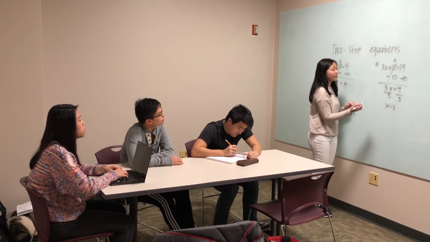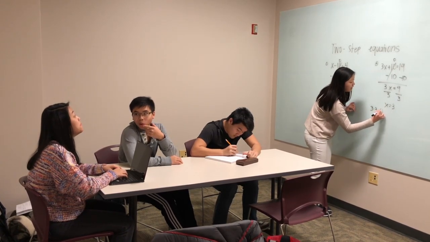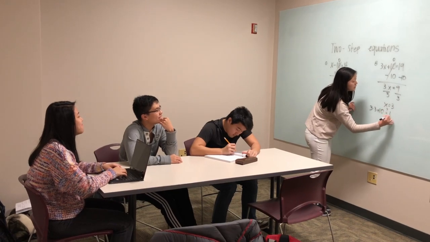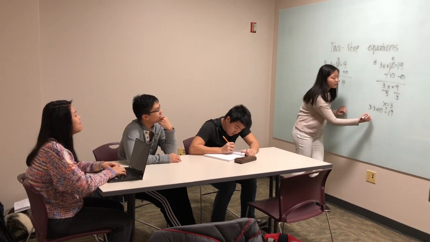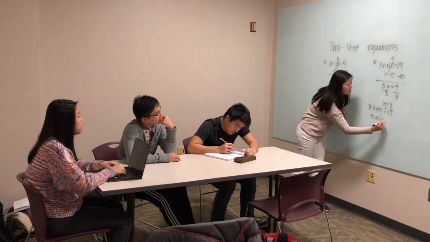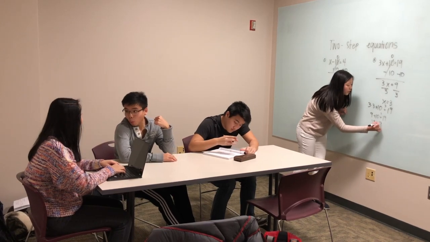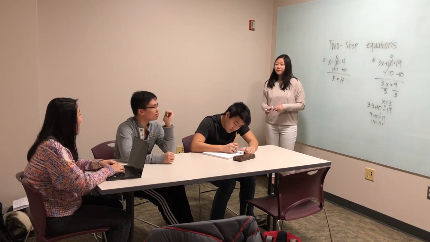So to plug this 3 back in, we're going to do 3 times 3 plus 10, and we're going to see if that is indeed equal to 19. 3 times 3 is 9, plus 10. 9 plus 10 is 19, so we see that 3 is actually the answer.